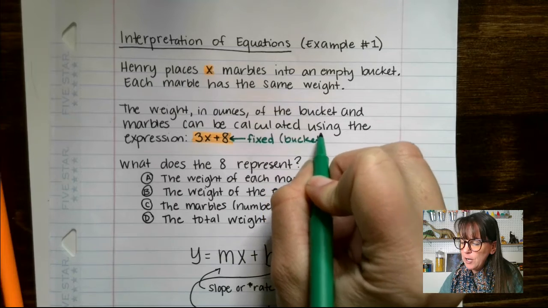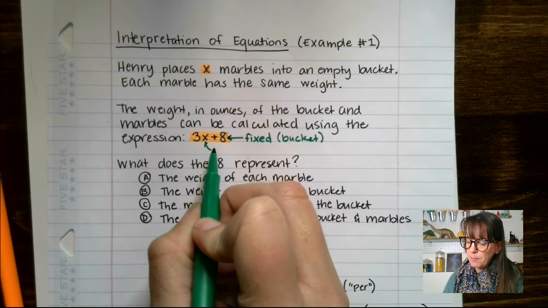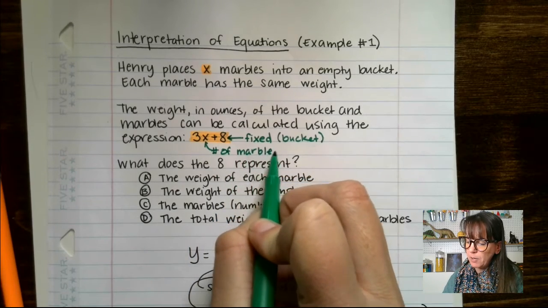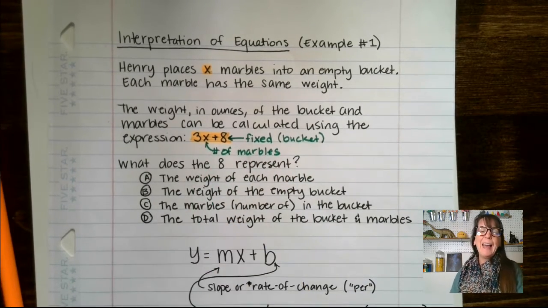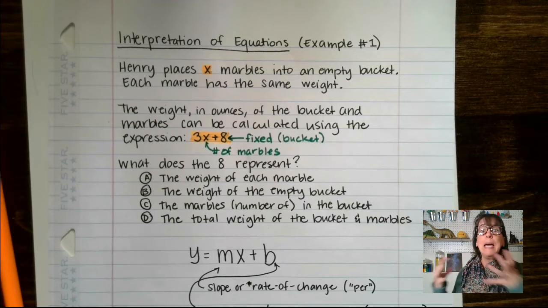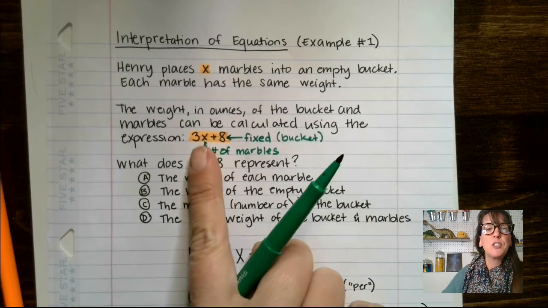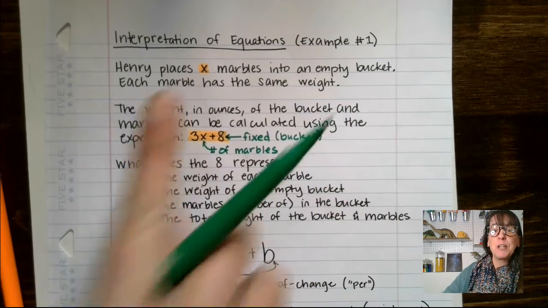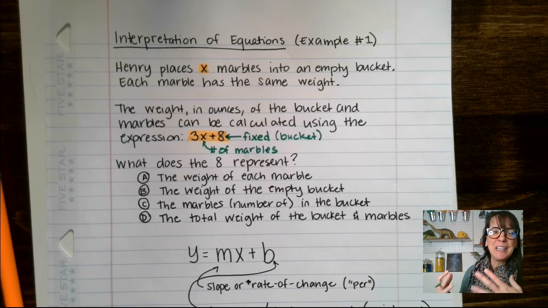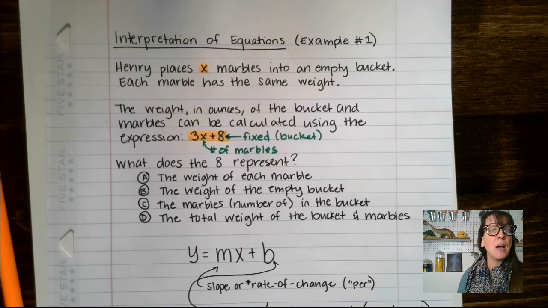Now, we know that X represents the number of marbles. We are multiplying the number of marbles by 3. That must mean that each marble weighs 3 ounces, because if we have one marble, we're going to multiply it by 3. If we have 10 marbles, we're going to multiply it by 3 and get 30, and so we have 30 ounces. If we wanted to use the word per here, it is 3 ounces per marble, and so that would be our rate.